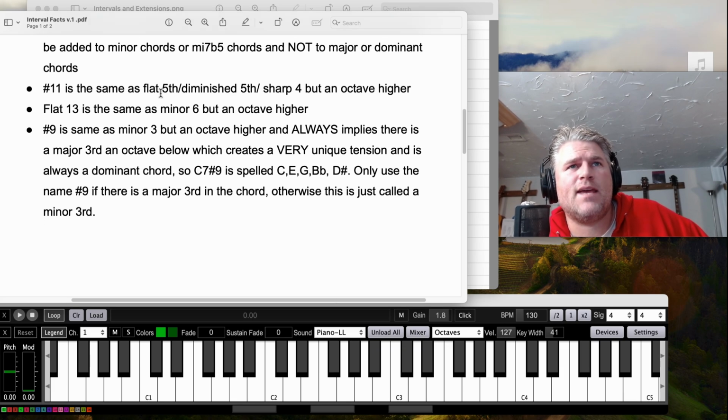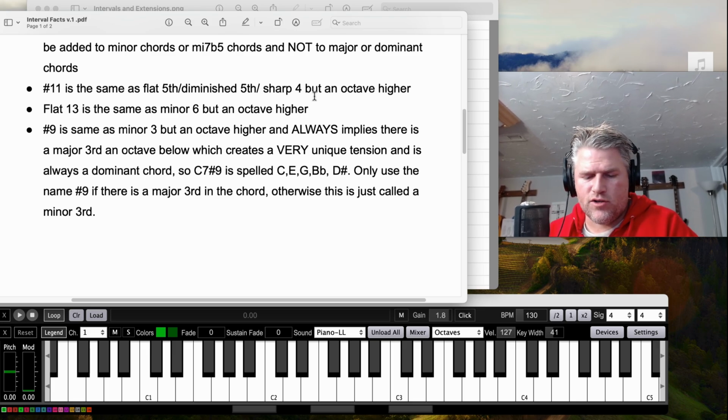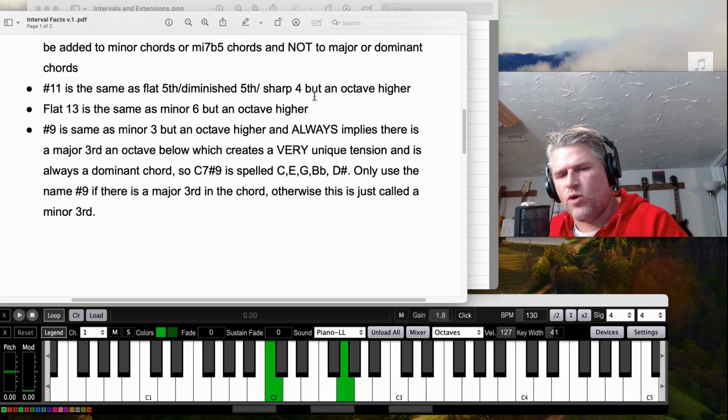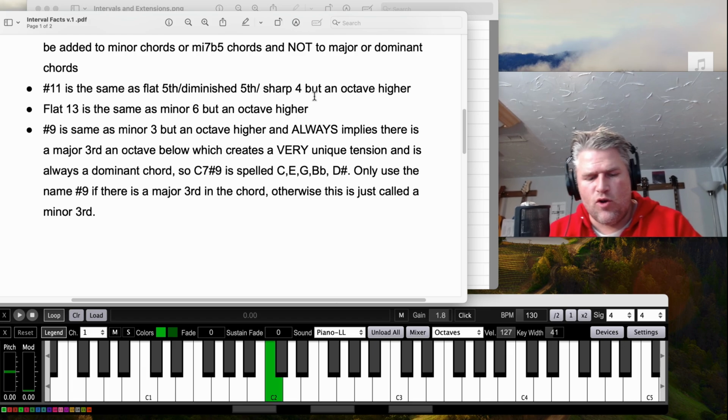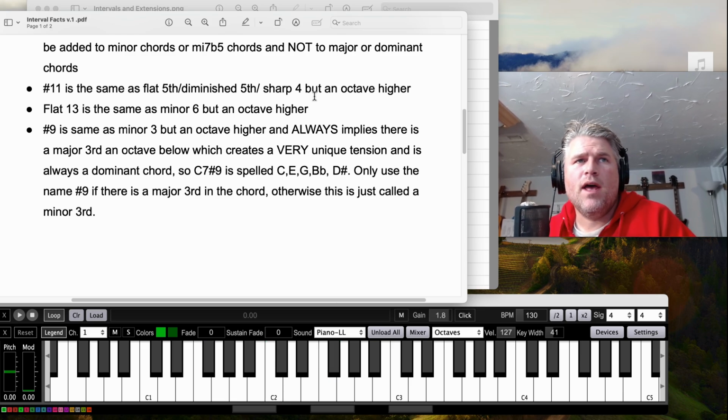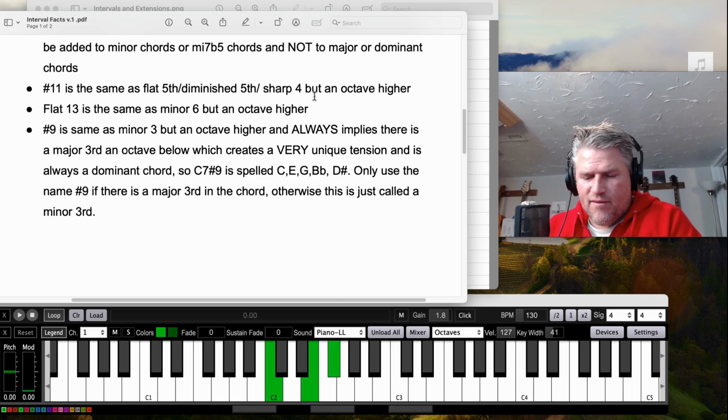Sharp 11 is the same as flat 5 or diminished 5 or sharp 4, also called the tritone, but an octave higher. So C. So that flat 5 is this one. It sounds like it wants to resolve to the power chord, the point halfway around the circle. 1, 2, 3, 4, 5, 6. Same note. Anyway, sharp 11 is that flat 5 but up an octave, usually used on dominant chords.